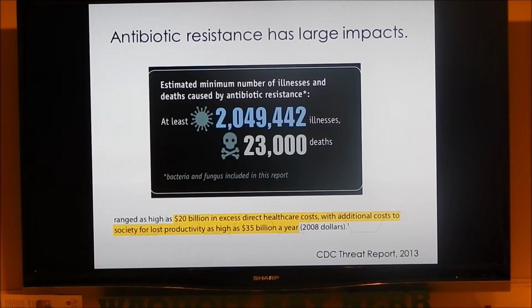And finally, before we get into the project itself, antibiotic resistance has really large impacts. These numbers are from the Center for Disease Control, and they show at least 2 million illnesses related to antibiotic resistance per year and 23,000 deaths. Healthcare costs can be $20 billion, as well as associated costs for lost productivity up to $35 billion, so a total of $55 billion. It's a substantial amount of money, as well as a substantial amount of human life and human time, especially in hospitals.